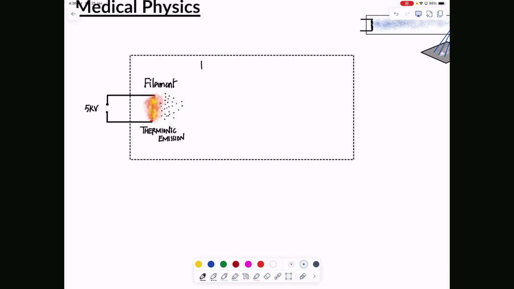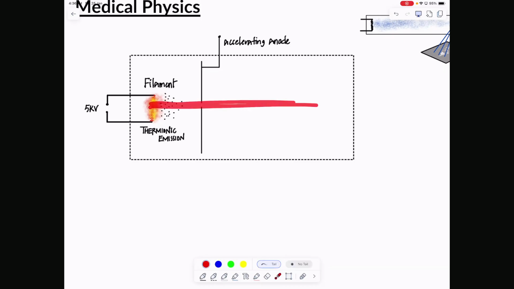So what we do is keep another small gap here and connect a plate to the positive terminal of a power supply. This one is called the accelerating anode. The accelerating anode is a place where the electrons will speed up and rush through because they're being accelerated.